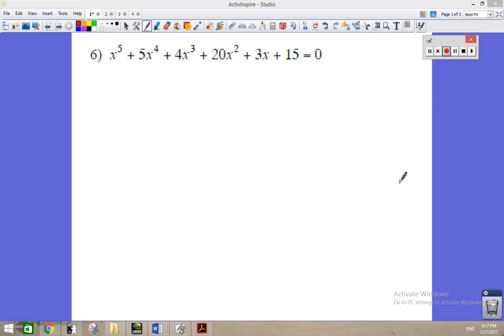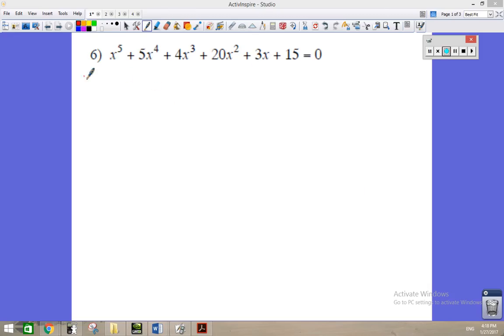All right, so let's take a look at this problem. We want to do two things. We want to come up with a list of possible rational zeros, and then use that list to actually solve this equation for rational solutions, for rational zeros that are also called roots.